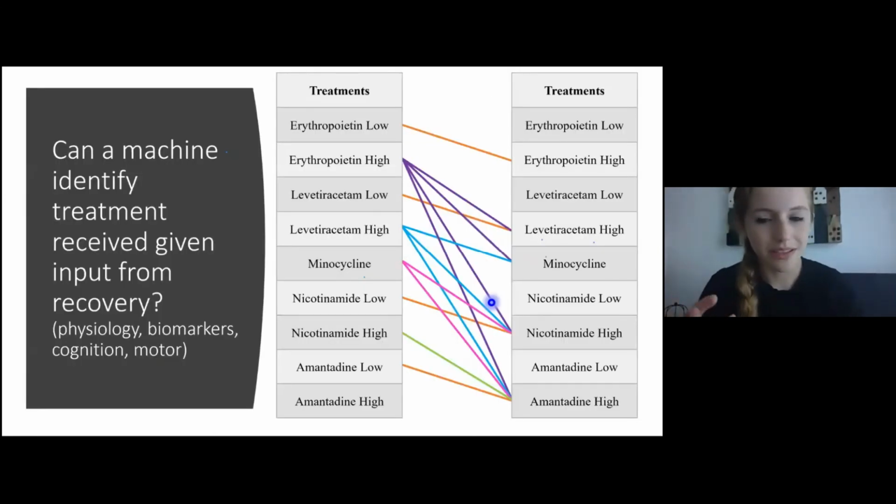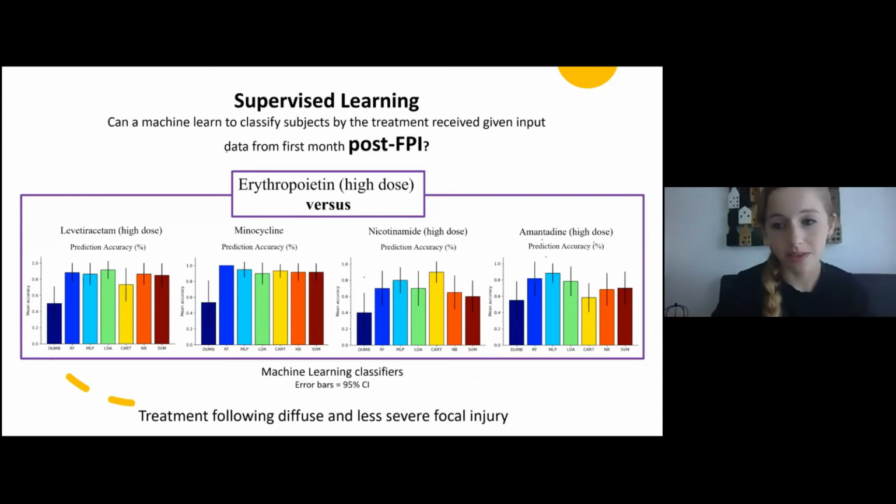So we shifted focus a little bit, and to test this hypothesis, we turned our research question to: can a machine identify treatment administered when trained on a data set that includes metrics of recovery? That means our input is now metrics from the entire month post-injury, which includes physiology and biomarkers, cognition, and motor. And then the output becomes treatment class. When we did this with the FPI data, we were actually surprised to see that the machine was very, very good at it, with near perfect accuracy in some cases.